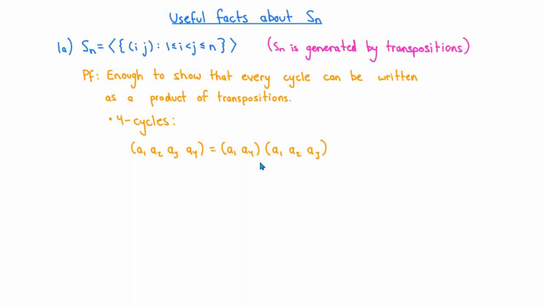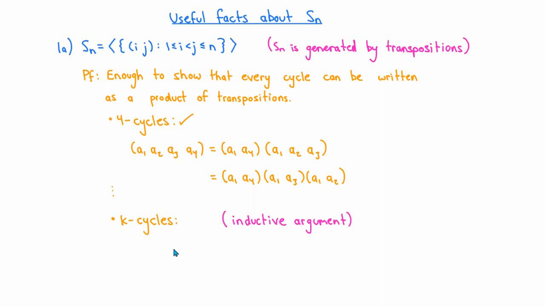Well, now we've discovered a general pattern, which I hope you can see is going to help us with our final goal of showing that every cycle can be written as a product of transpositions. We already know how to write this 3 cycle (A1 A2 A3) as a product of transpositions. And so inserting that information in here, we now know how to write every 4 cycle as a product of 3 transpositions.